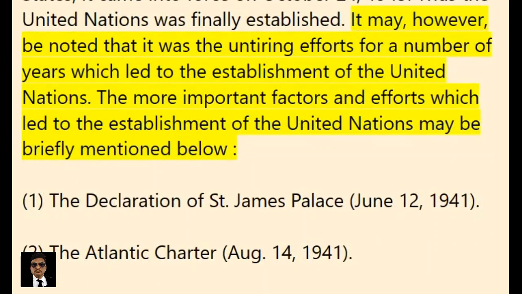It may, however, be noted that it was the untiring efforts for a number of years which led to the establishment of the United Nations. The more important factors and efforts which led to the establishment of the United Nations may be briefly mentioned below.